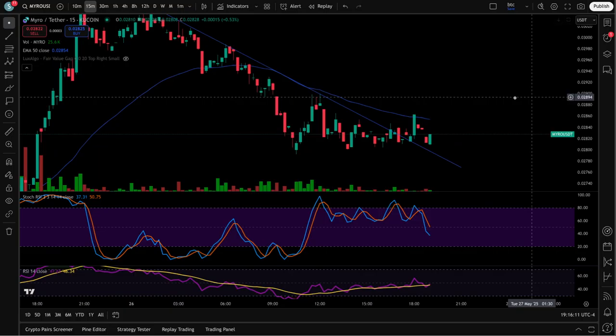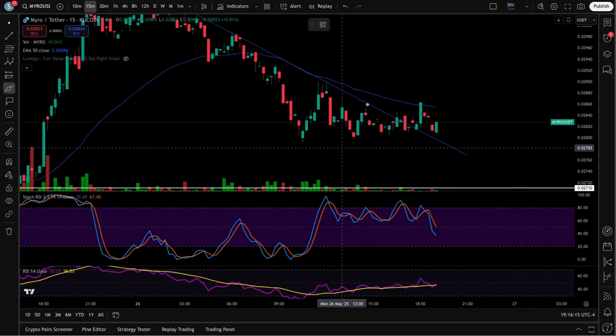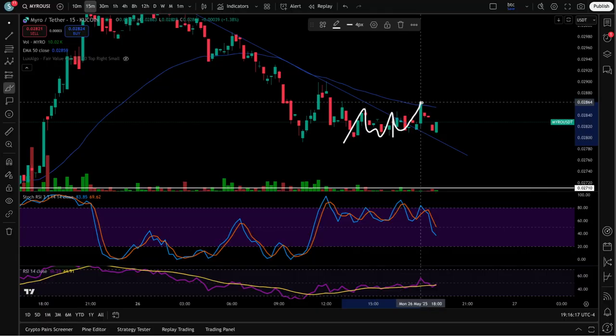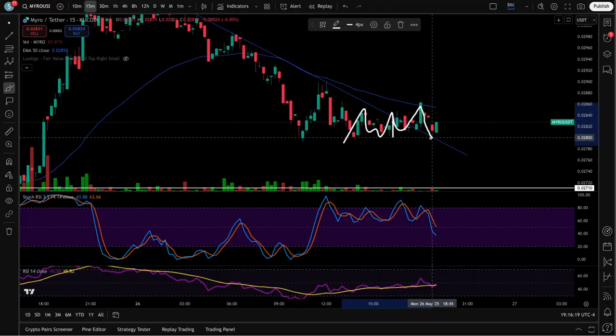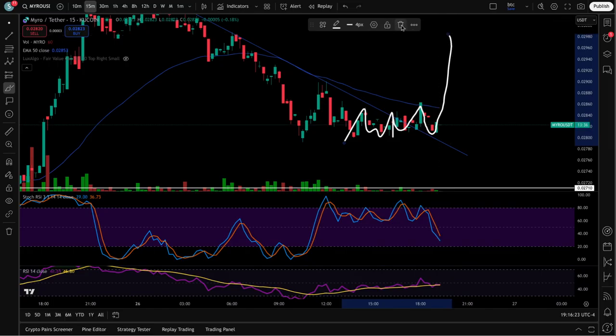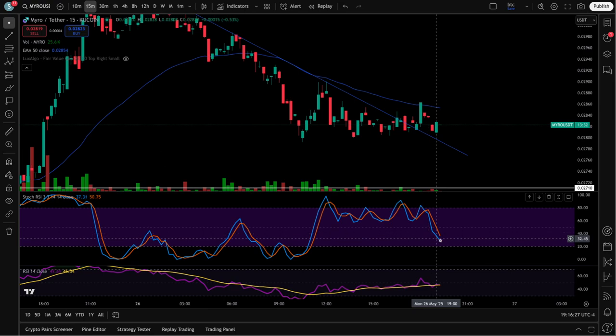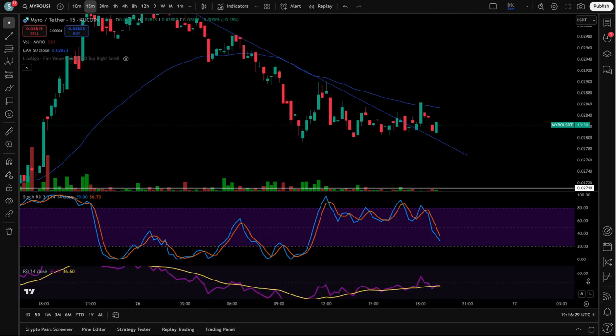All right, you can see here this thing got the break, got the retest. It's gonna go. This should be the time that it does it. This should be the go time, right? Got the 15-minute trying to turn back to the upside. Not even close to oversold down here.